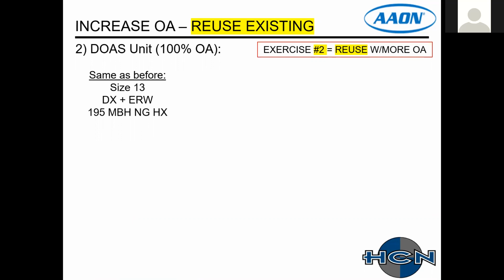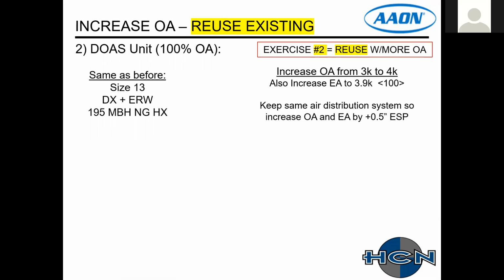All right, so back to our DOAS unit. Instead of replacing, we're going to reuse the existing with more outside air. Same as before with the size 13. I've increased the outside air from 3,000 to 4,000, also the exhaust air.